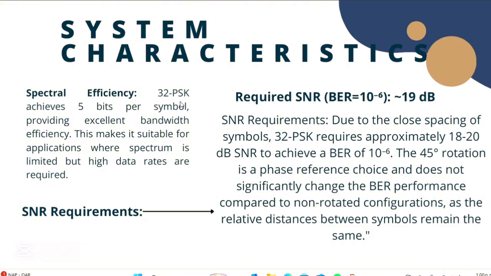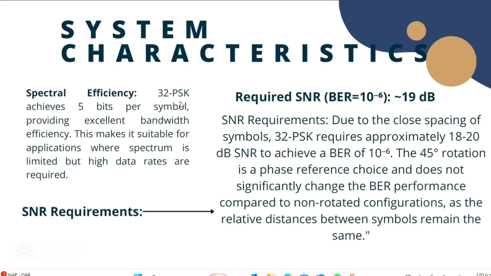Thanks, Nicholas. Let me walk you through the key parameters of our 32 PSK system. First, the symbol rate. The 32 PSK system transmits 5 bits per symbol. As we calculated before, log base 2 of 32 equals 5. This high density allows for efficient use of available bandwidth, making it ideal for bandwidth-constrained communication systems.